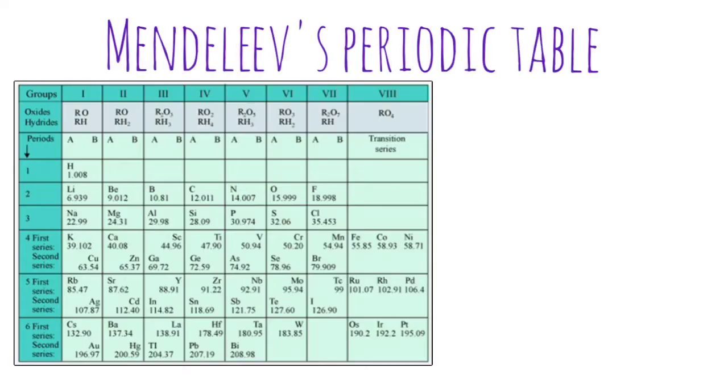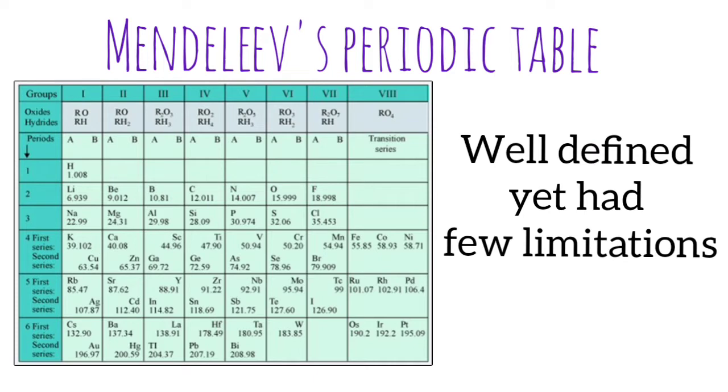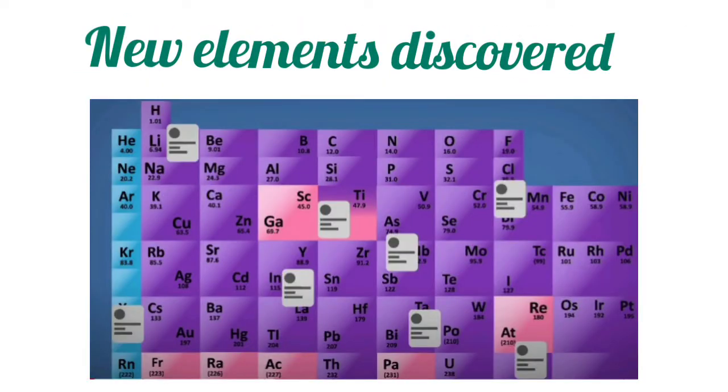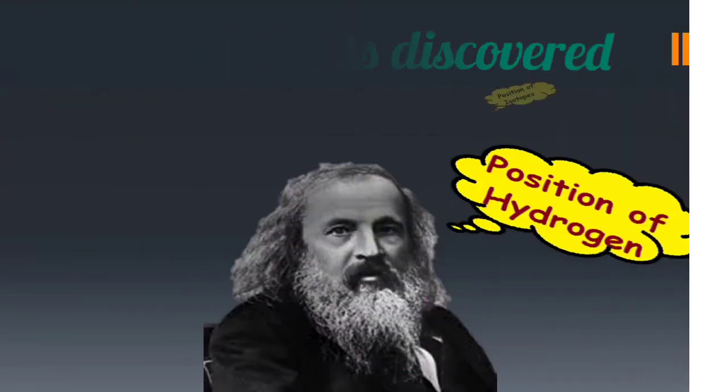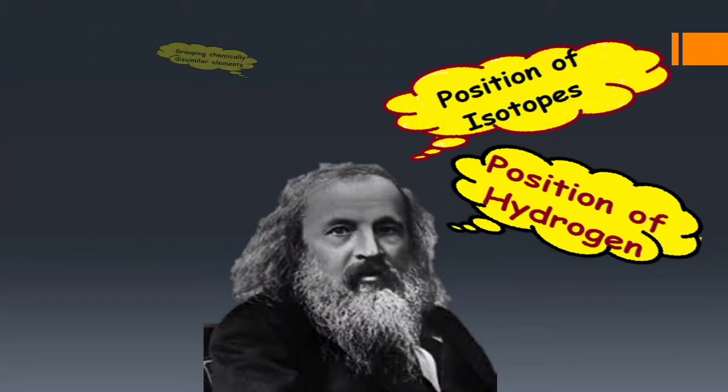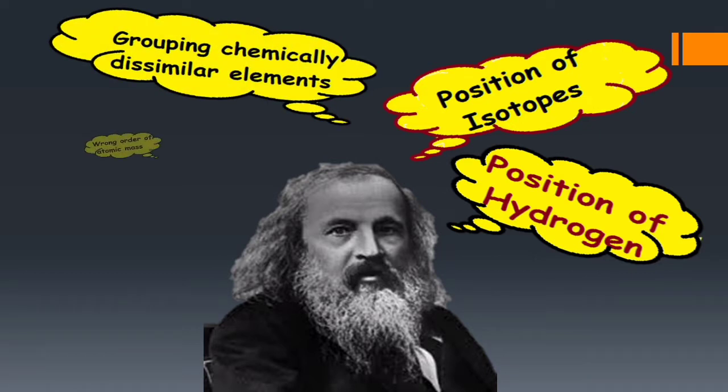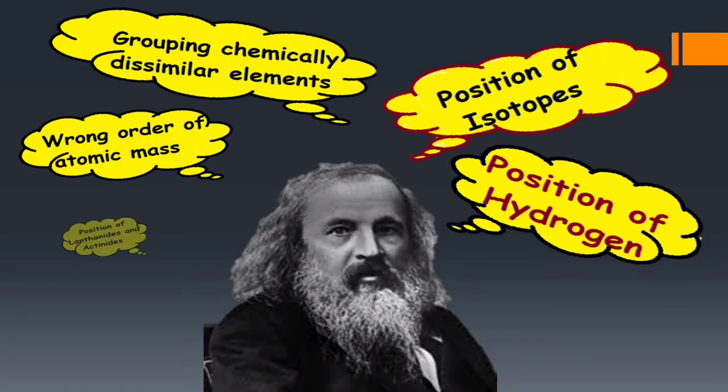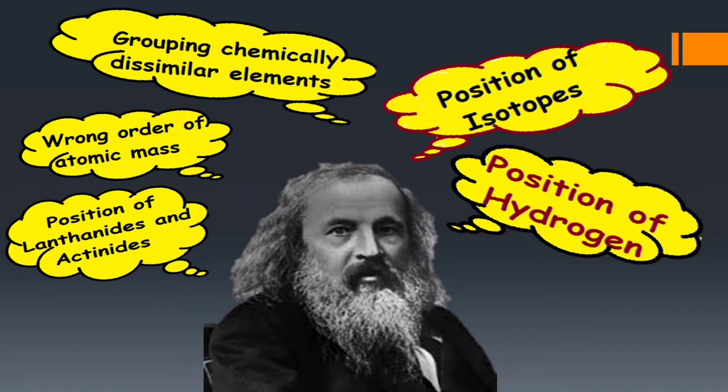The periodic table put forth by Mendeleev was quite well defined, but it wasn't the best table. Why? Because with time, the number of elements being discovered increased and fitting them into the table according to the periodic law seemed difficult. Also, we have studied the major limitations of the periodic table by Mendeleev in the previous video. So with all these limitations, how do we study the elements? How do we carry out the periodic classification?